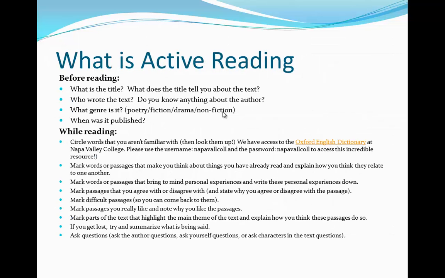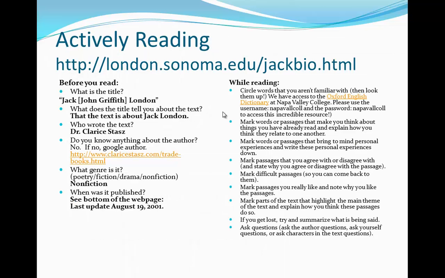In this class, we're also going to be doing something called active reading. When you actively read, you think about the text before you read, and then while you're reading, you also think about the text. For this week, you're going to be reading an essay by Clarice Stas. It's a biography about Jack London. Before you read it, I want you to think about the title of the text. The title is Jack John Griffith London. And I want you to think, what does the title tell you about the text?